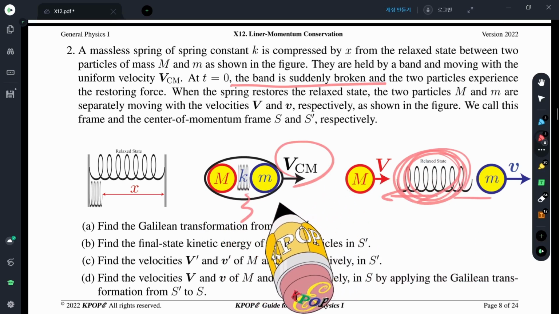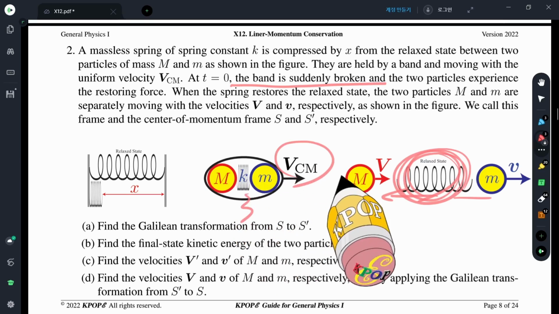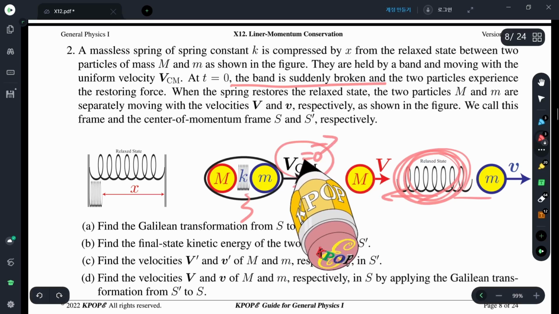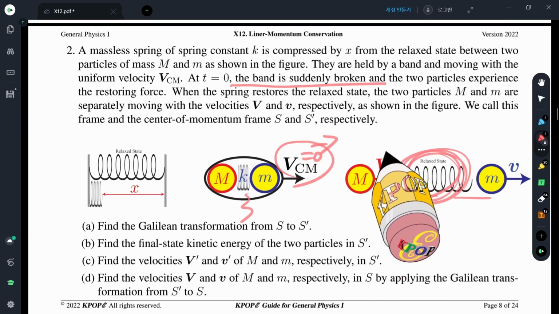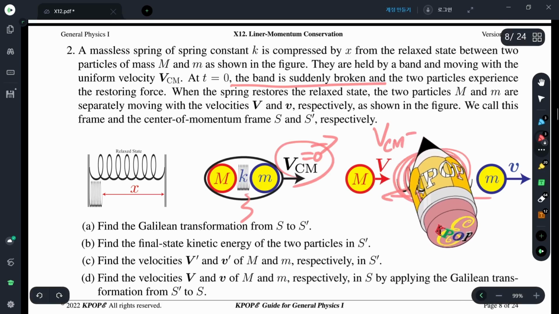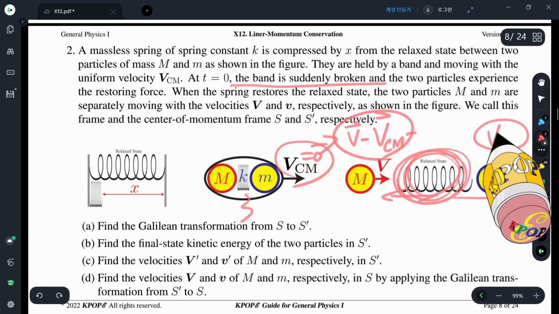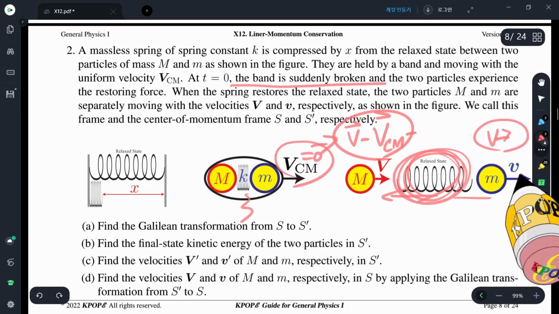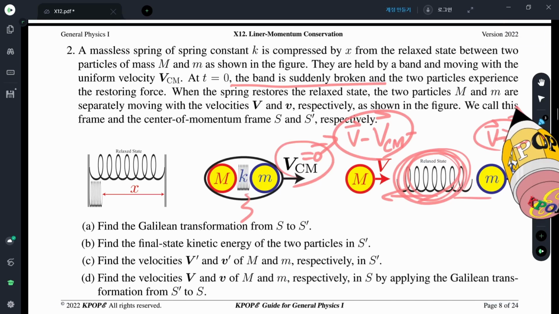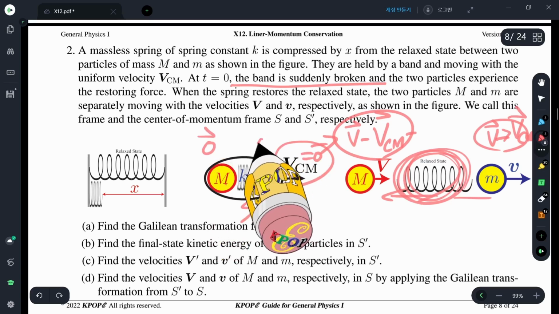If you consider this problem in the CM frame, everything is very simple. So why don't we boost the system to have V_CM equals 0, at the center of mass frame or center of momentum frame? This one acquires V minus V_CM, and this one has small v minus V_CM. Okay, and what was the initial velocity of the two particles? Initially, they were 0 and 0.